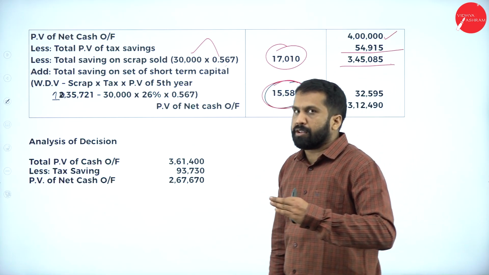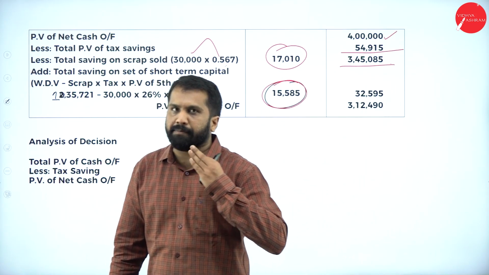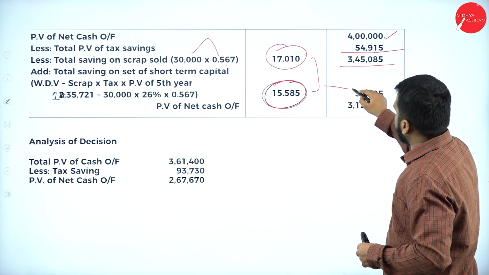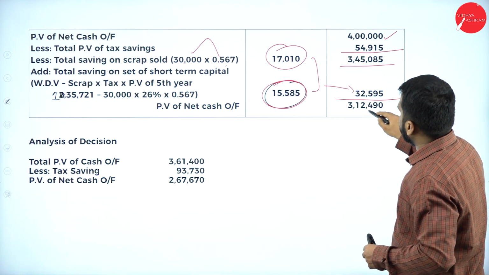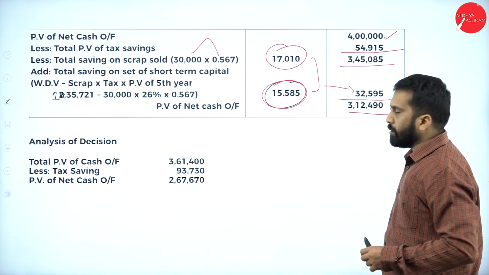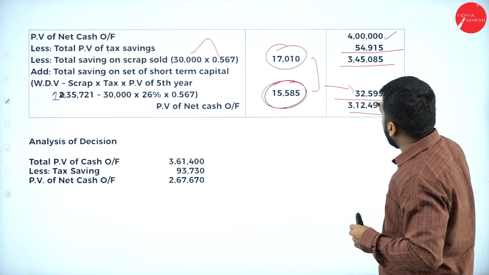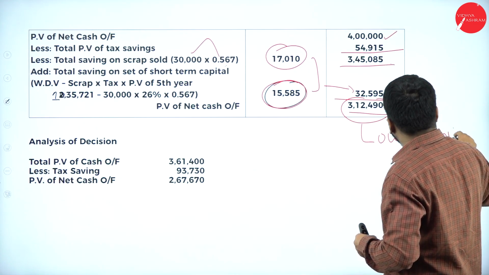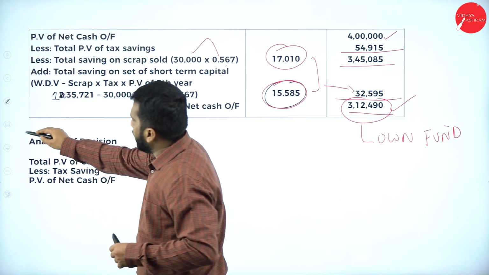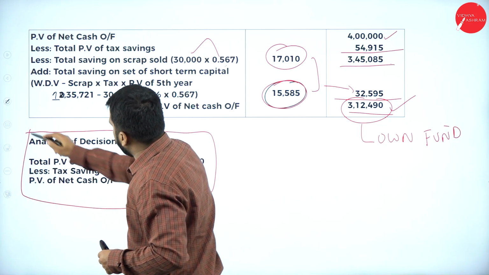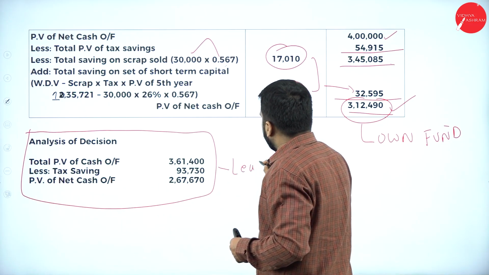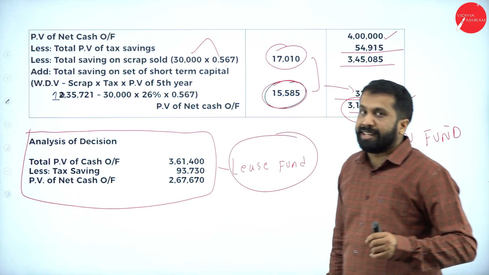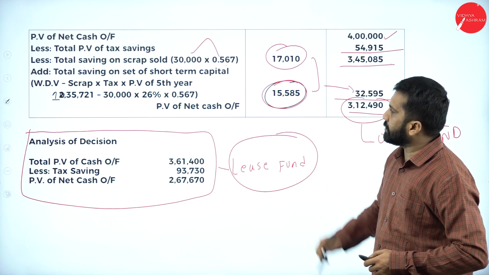15,585. Same as what we did in the previous problem, exactly the same we are doing here. So this is done. Total of these two. So 3,45,000 minus this one, you get 3,12,490. This is all about your own fund. So this shall come later, because this belongs to lease fund. I'll come back to this.